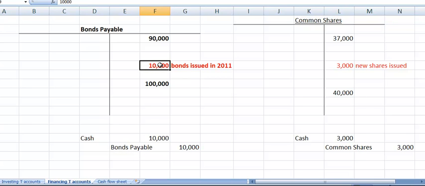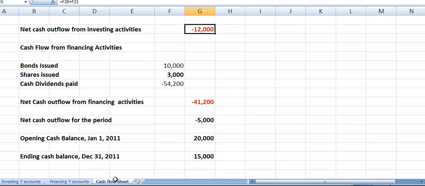Since issuing bonds is a financing inflow, that means that we now have to debit cash and credit bonds payable to record that. This is the inflow of cash. So when we're doing our cash flow, we know that we generated $10,000 in cash when we issued the bonds.